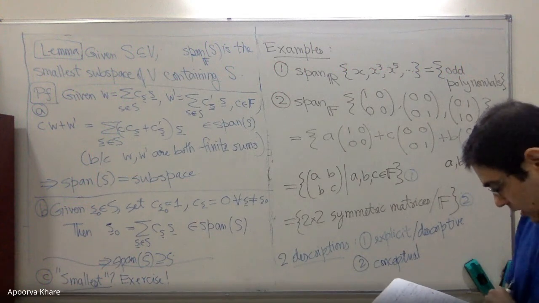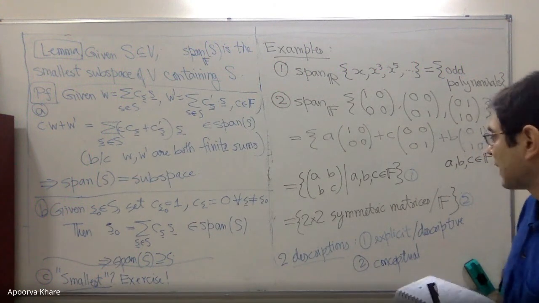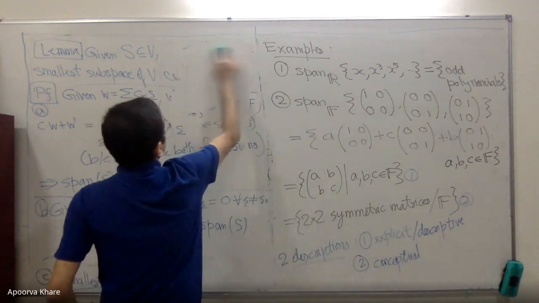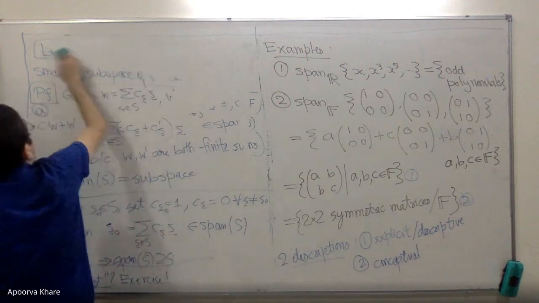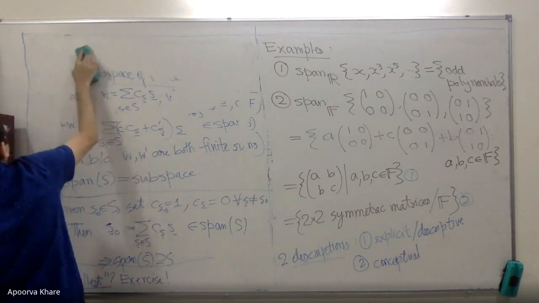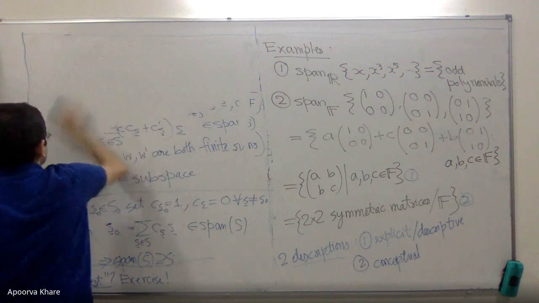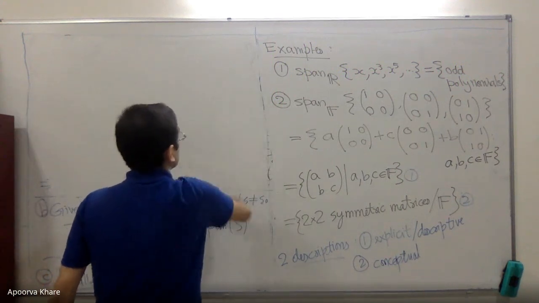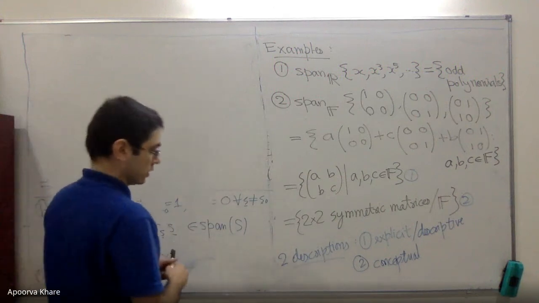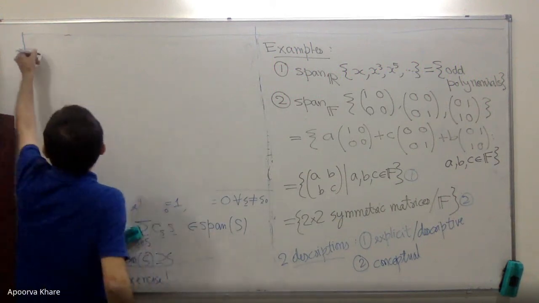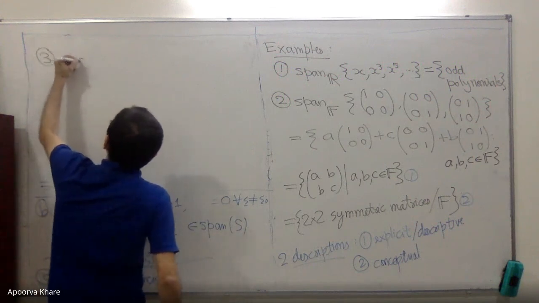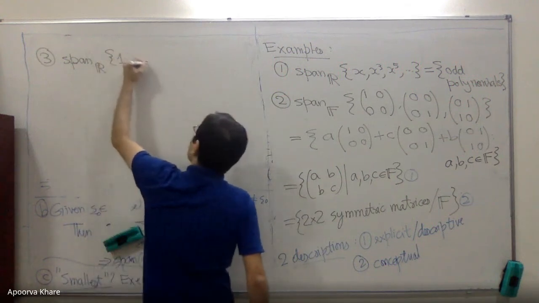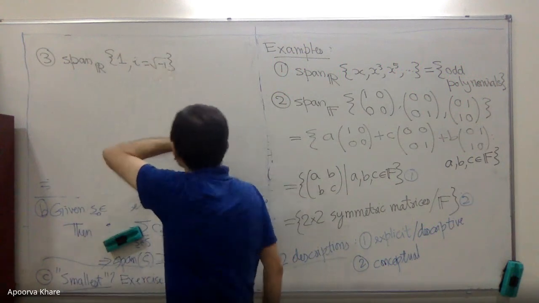Okay, great. So I think maybe that is okay. I'll just mention a few more spans and then we will stop. So this is the example. Now, let me mention 2 or 3 more spans, just for your reference. So if you look at now the span of, this was example 2, so example 3. Span over the real numbers of 1 and this I, which is the square root of -1.